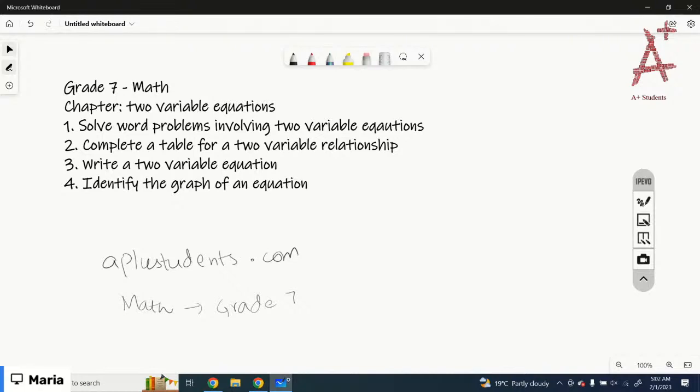We're going to start with chapter 2, two variable equations. The lessons we're going to cover today are: solve word problems involving two variable equations, complete a table for a two variable relationship, write a two variable equation, and identify the graph of an equation. Let's start with the first lesson, solve word problems involving two variable equations.